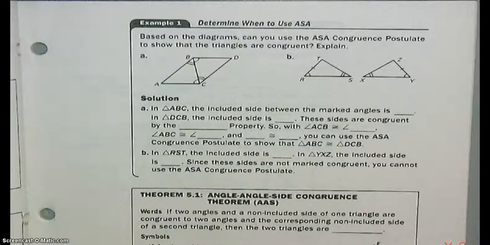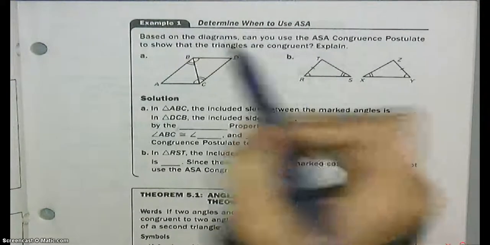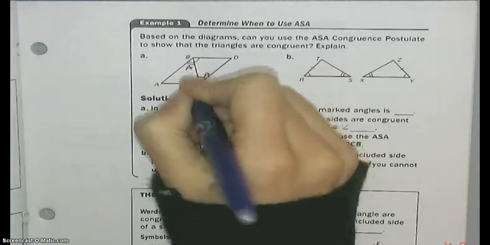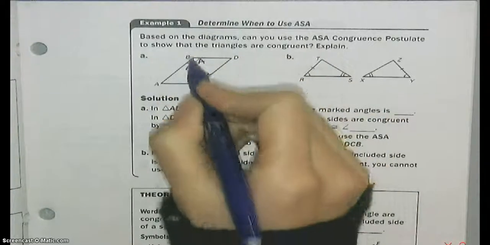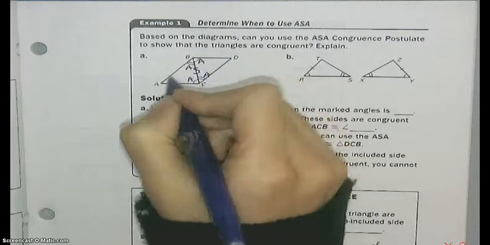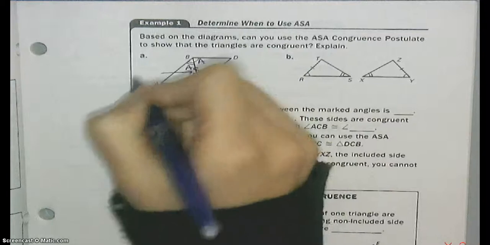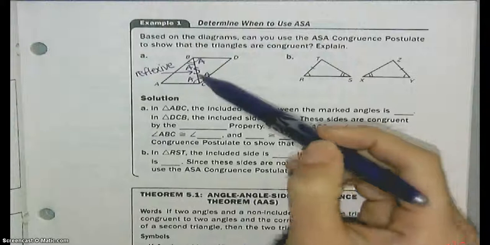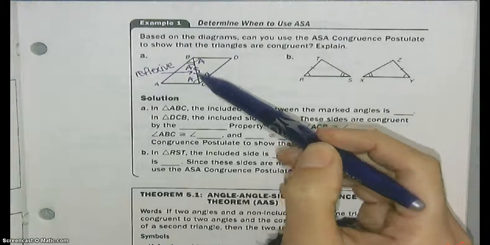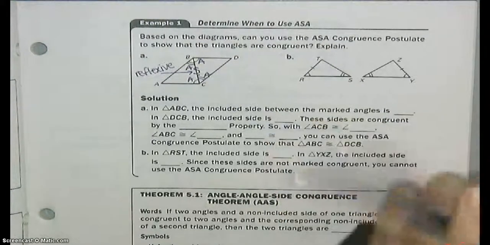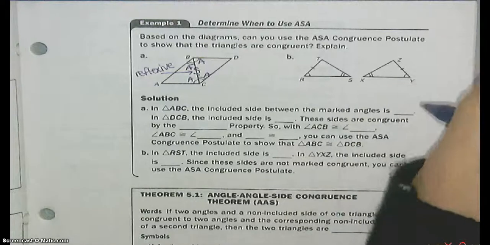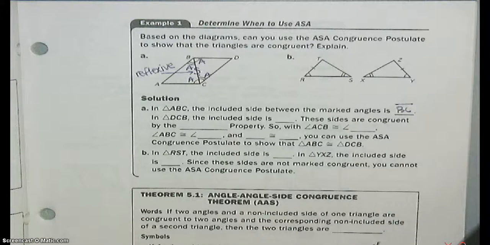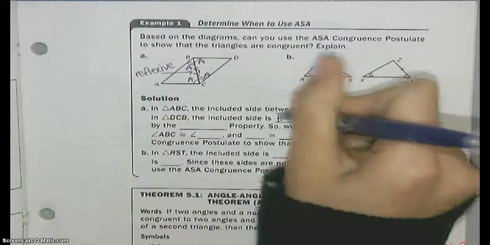All right, determine when you can use angle, side, angle. Can you use angle, side, angle, yes or no? Well, here's an angle, and here's an angle, and then I see they're sharing a side. Remember, whenever they're sharing, that's reflexive. Just to remind you, that's reflexive. Is this angle, side, angle? Is S included? Is it in between the A's? Yep, it is in between. The included side between the angles is BC. The included side is BC.